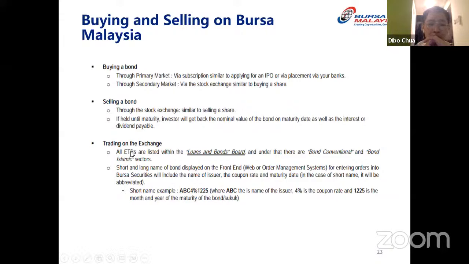And so you are able to trade all these bonds on their platform. Basically in the platform, there are different sectors. As I said just now, there is conventional bond, and also Islamic bond. Islamic bond is what we call Sukuk. So you have to choose the right sector as well, because it will have different availability.